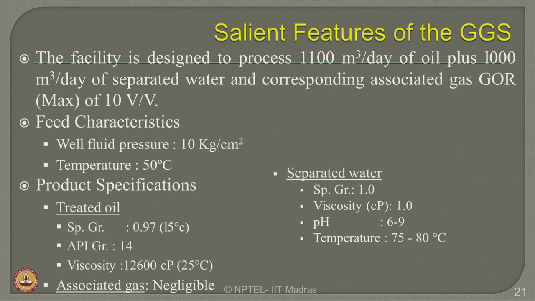If you look at the separated water from the process station of GGS, the specific gravity of water is 1, with a viscosity of 1.0 centipoise. The pH of the separated water ranges from 6 to 9. The operational temperature is about 75 to 80 degrees Celsius.